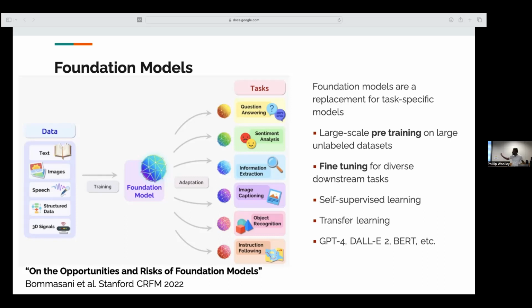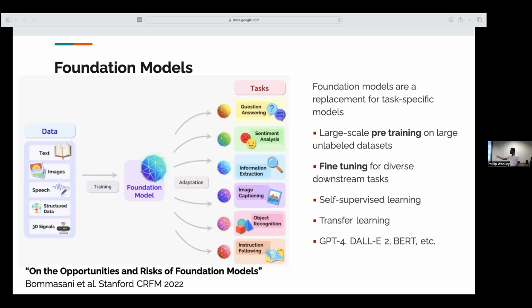Midjourney, yeah. Image captioning has had really good models since around 2018, 2019. But now we also have text to image, which is a really difficult task compared to image to text. You train these on large unlabeled data sets, then fine tune them. The training paradigm for pre-training is self-supervised learning, and you can use transfer learning with these.